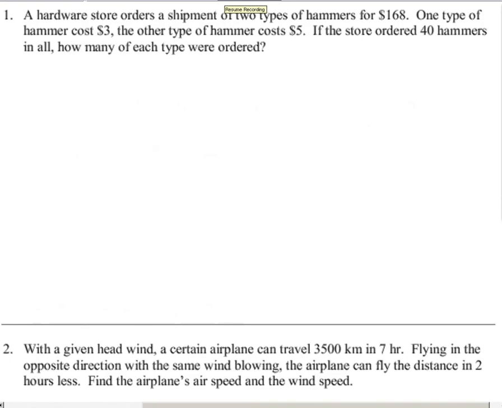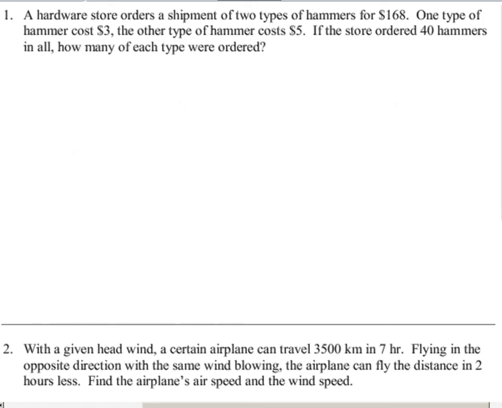You look at this first problem here, you've got a hardware store that orders a shipment of 2 types of hammers for $168. One type of hammer costs $3, the other type of hammer costs $5. If the store ordered 40 hammers in all, how many of each type were ordered?